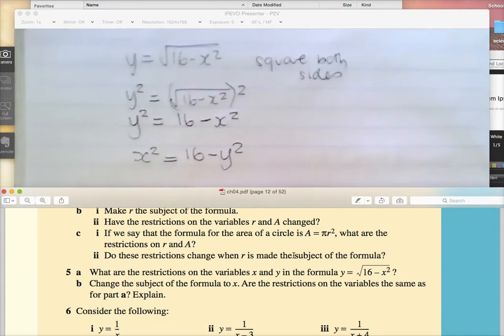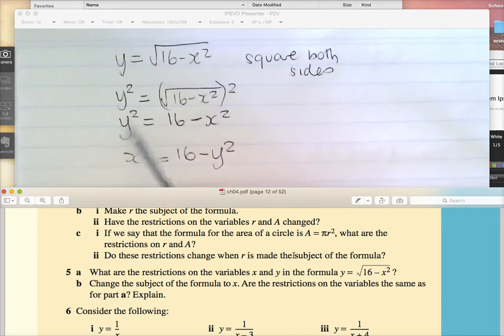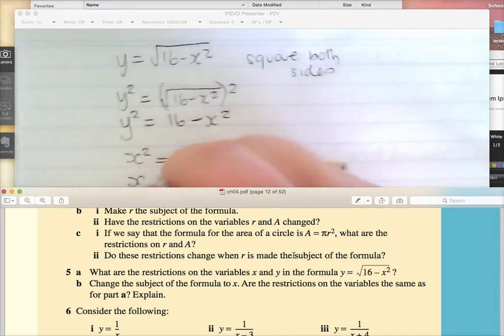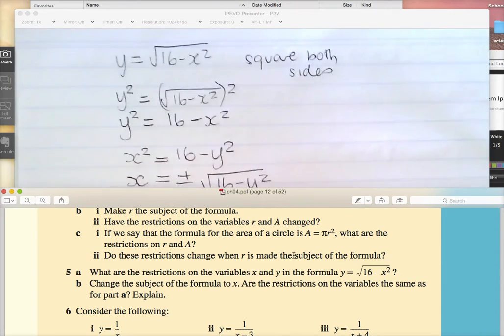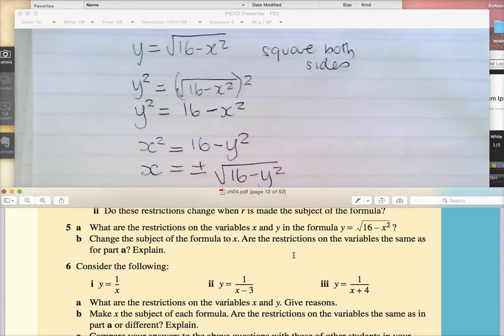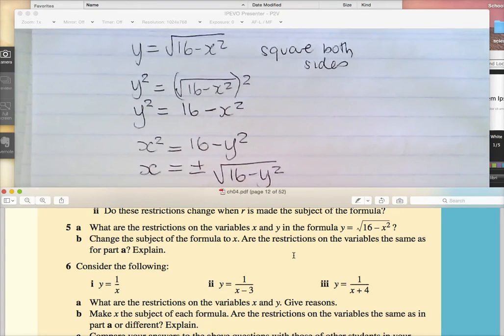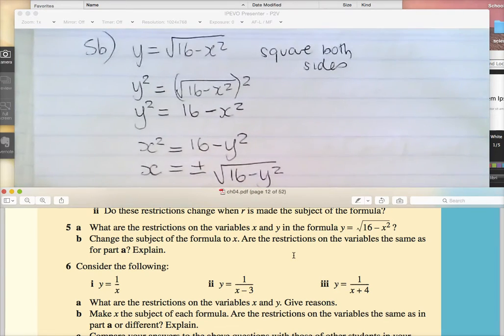Girls, I know it's tricky. If we want to make x the subject, we don't want x being negative, right? But when you square root something, what do you have to do? Plus or minus. Now, girls, this is almost identical to what we had, but the x's and the y's are changed. It says make x the subject. So part 5B said make x the subject. Are the restrictions on the variables the same as what we had before?